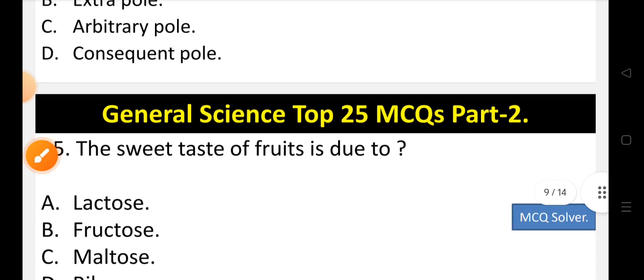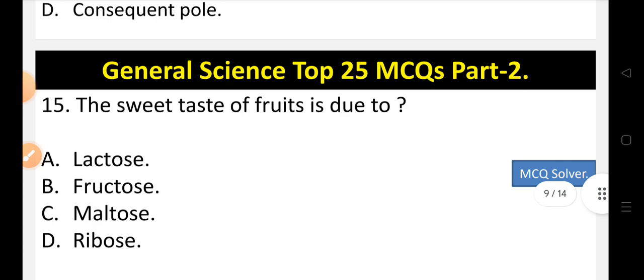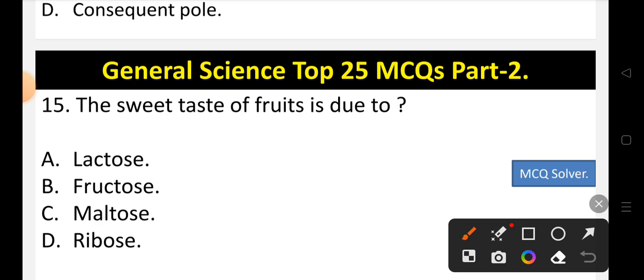Now let's move to question number 15. The sweet taste of fruits is due to, options are option A lactose, option B fructose, option C maltose, or option D ribose. So if you eat fruits like apple, mango, or whatever, they usually have sweet taste. It is because of the correct option is option B, that is fructose. Because of fructose, it is sweeter in taste. So B is the correct option.